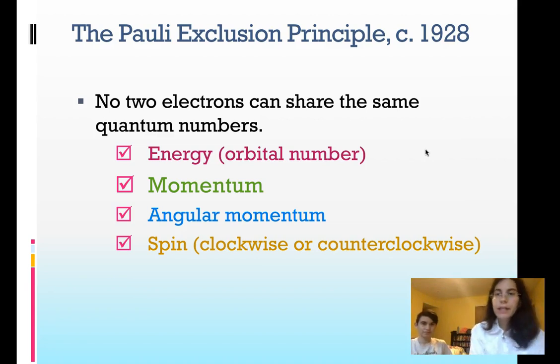Now, things are happening fast. This is the golden age of the development of quantum mechanics. We have new theories and new experiments confirming them coming almost every year. Wolfgang Pauli, also working out of Germany, develops the Pauli exclusion principle. And he describes everything he knows about atomic chemistry and physics by saying that no two electrons can share the same set of quantum numbers.